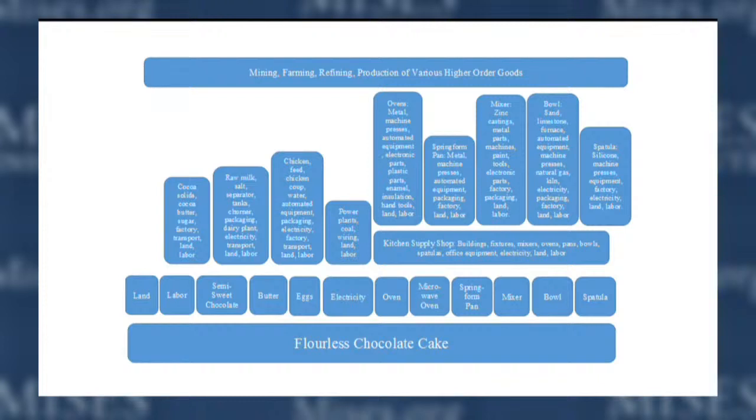You need a bowl, right? You need at least one bowl. You need a spring-form pan. A spatula is very helpful because you don't want to waste any of it in the bowl. You want to get it all into the spring-form pan, right? So you need all of these goods, right? Well, then, okay, that's fine.